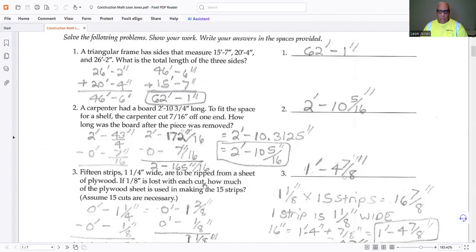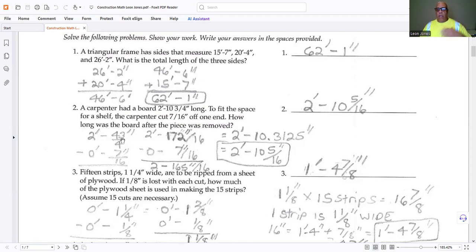And then after I did all of the subtraction, I then converted my inches to basically tenths of a foot, and then I converted that into regular inches. So this is how I came up with 10 and 5/16.